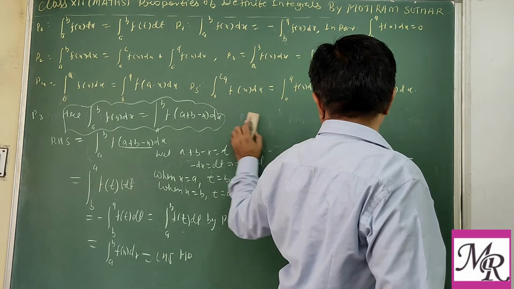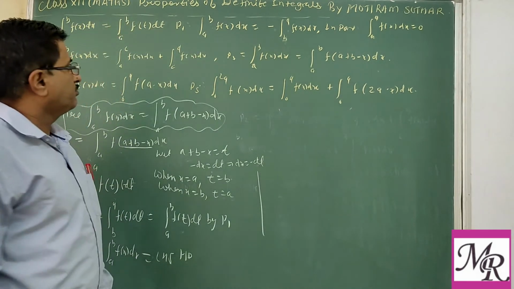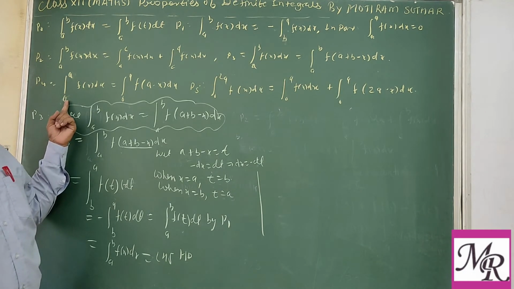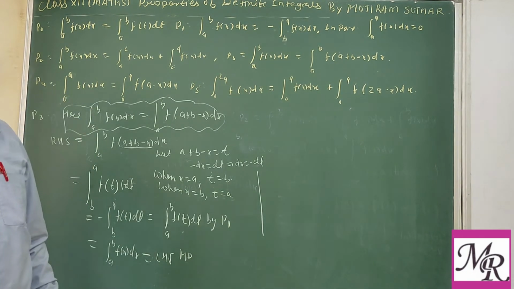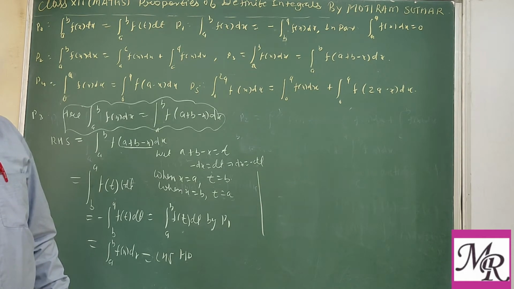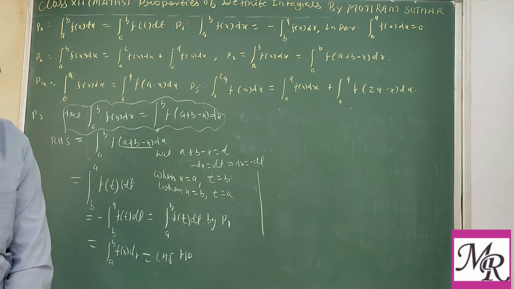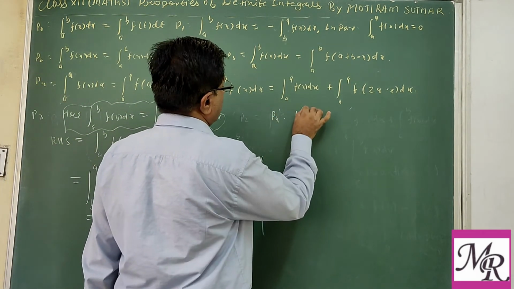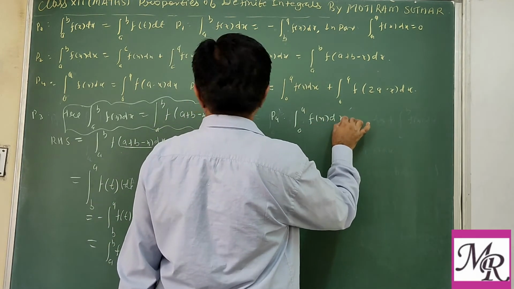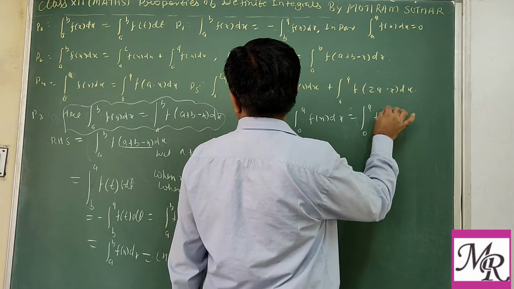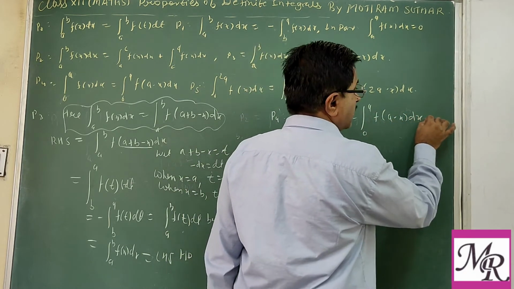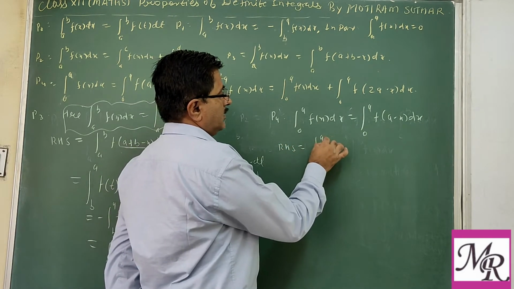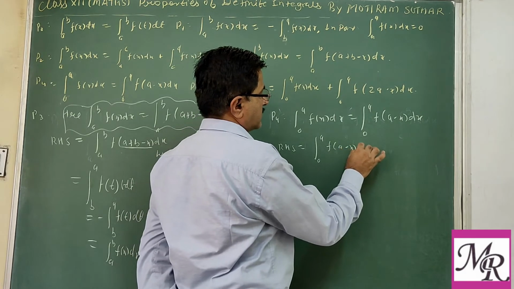For that we can easily see that now this P4 is the particular case of the third one, because here the limit a converts into 0 and b as a. So this is the particular case of the third. So you can write the P4 property as integral 0 to a f(x) dx equals integral 0 to a f(a - x) dx. So this is also similar to P3. So we take the right hand side first, integral 0 to a f(a - x) dx.